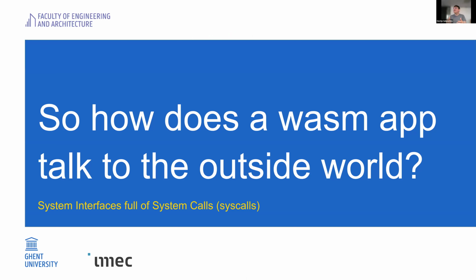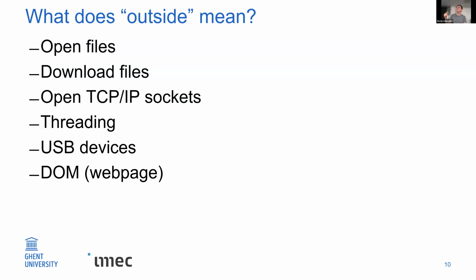So the thing that really makes WebAssembly interesting to edge devices is a change in how WebAssembly applications talk to the outside world. For more technical people in the audience, this is in the context of system calls, syscalls. So what do I mean with outside? With outside, I mean everything that's not part of this WebAssembly virtual machine. Things like opening files, downloading files, opening TCP/IP sockets, doing multi-threading, contacting USB devices, or in the web browser, changing the HTML of your web page.